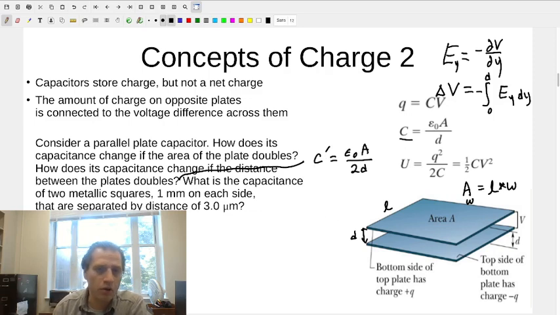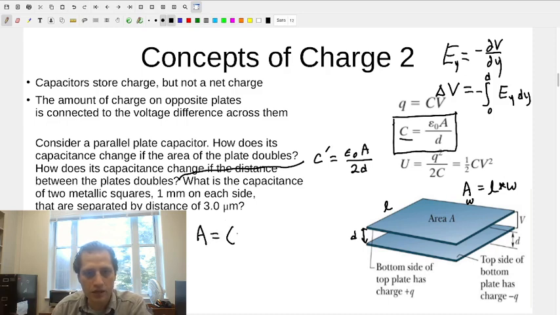And then it says, what is the capacitance of two metallic squares 1 millimeter on each side that are separated by 3 micrometers? Okay, so that in a sense is just a plug in the numbers. Look up your epsilon naught. I'll give you that number. Look up, and then you have to just plug in A and D.